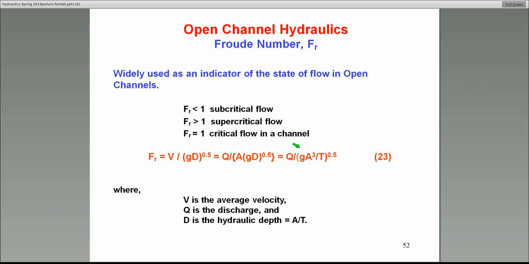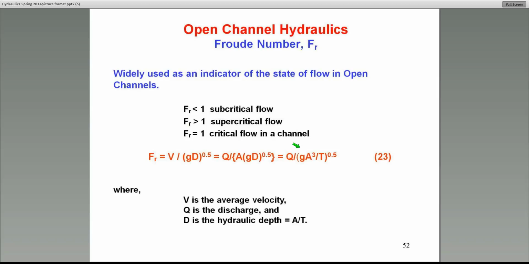But in any case, I suggest you remember this equation in the final form for the Froude number in terms of Q, because in most of the problems they'll give you the discharge: Q over the square root of G A cubed over T. G is the acceleration due to gravity, A is the flow area, and T is the top width. We will show you through an example how to calculate this Froude number. It's fairly easy. In the problem in the morning exam, they probably give you a rectangular channel, which makes it even easier to calculate.